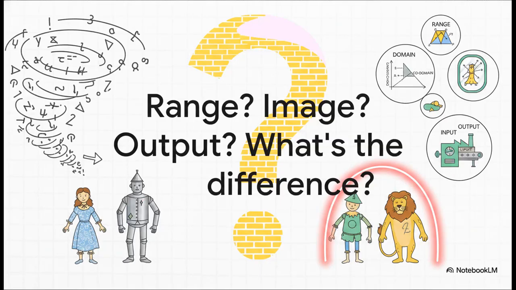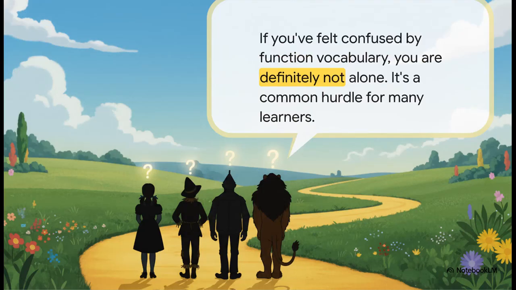You ever been sitting in class and heard your teacher use words like range, image, and output, and it kind of feels like they're all just synonyms? You start to wonder, wait, are these the same thing or not? Well, that's the big question we're diving into. And hey, if you've ever felt that way, you are definitely not alone. It's a super common hurdle, even for people who are great at math. But the good news is, we're going to clear it all up right now.